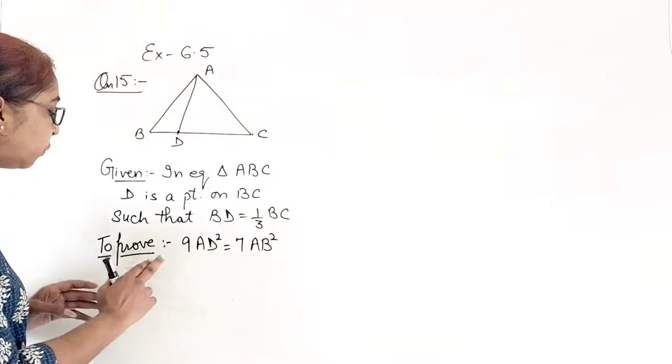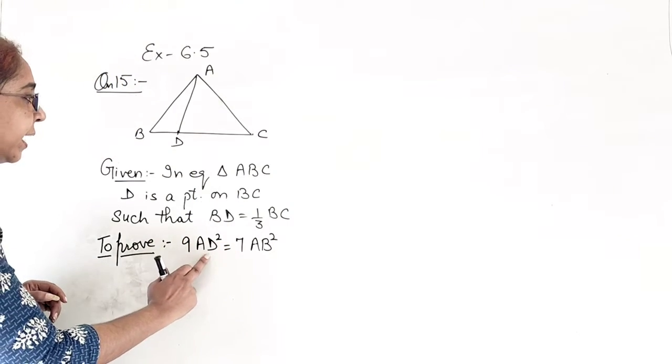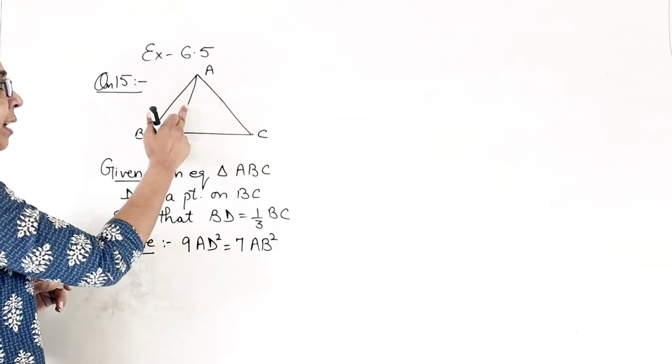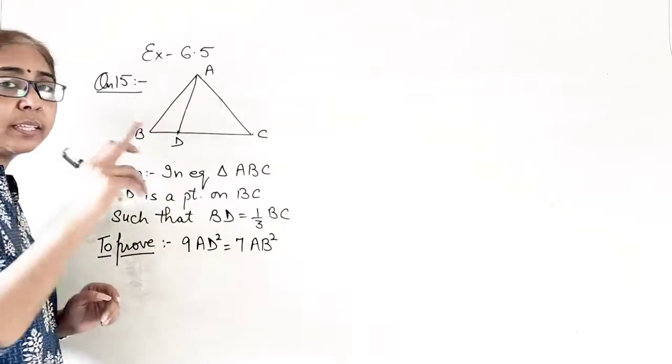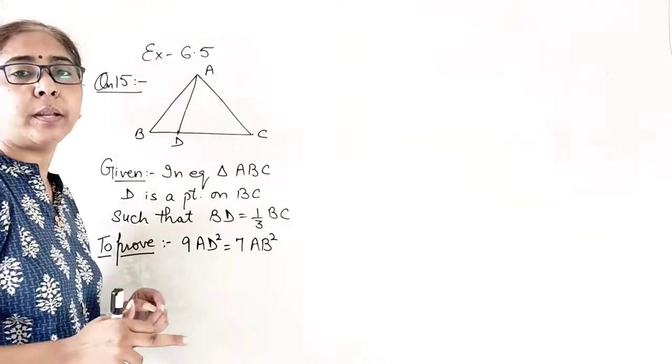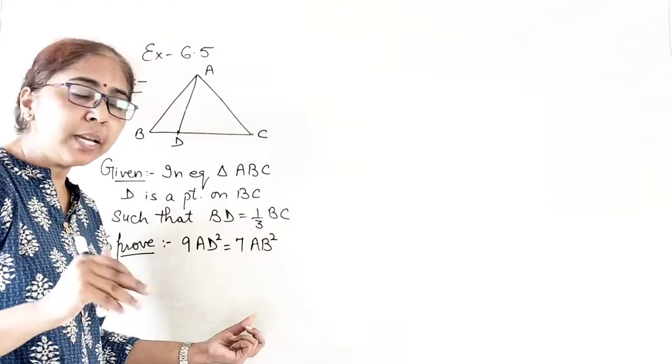Now what we have to prove? We have to prove 9AD square. This line segment, right? 9 times of AD square is equal to 7 times of AB square. This we have to prove, right?